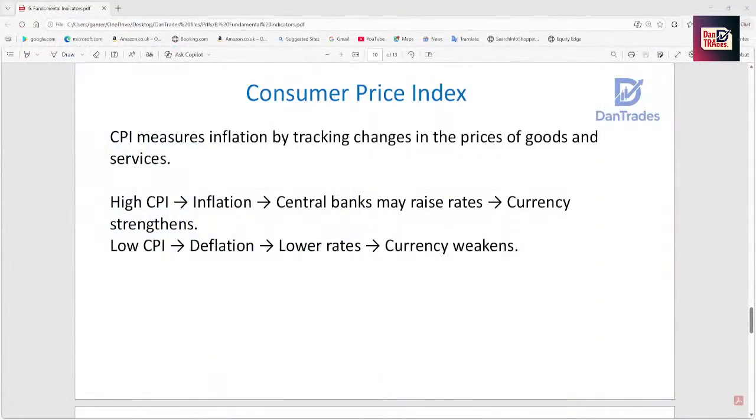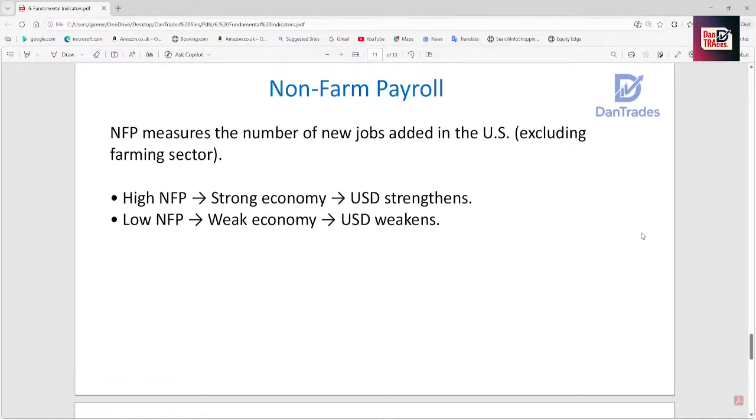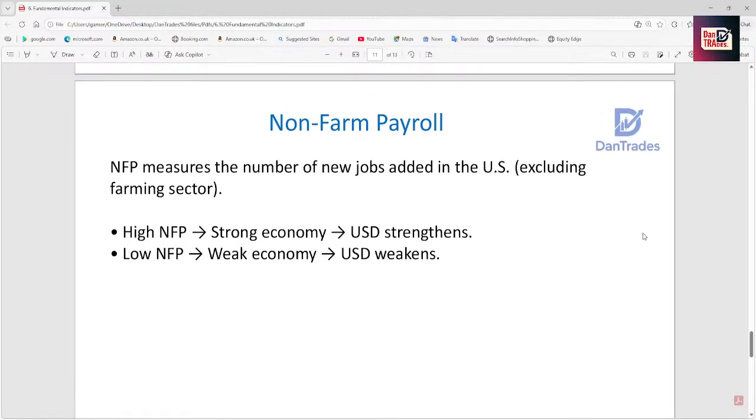The same applies when it is low. When the currency becomes weaker or stronger, price is going to move relative to the weakness or the strength. So with low CPI, the same thing: you're going to have deflation, you're going to have lower rates, and the currency is going to weaken.